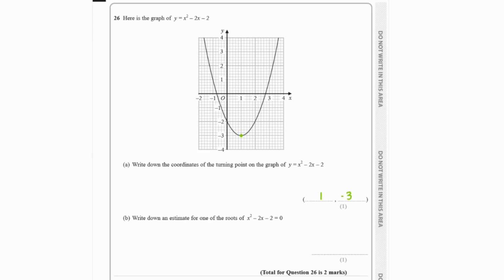Part B, write down an estimate for one of the roots of x squared minus 2x minus 2 is equal to 0.